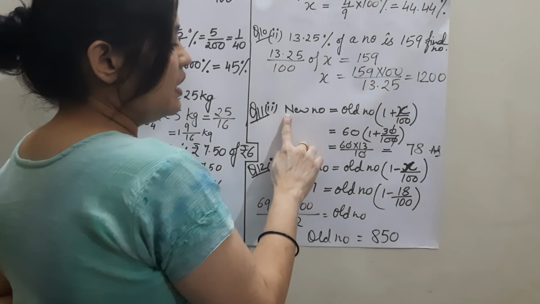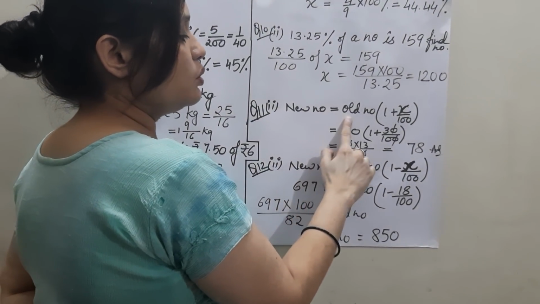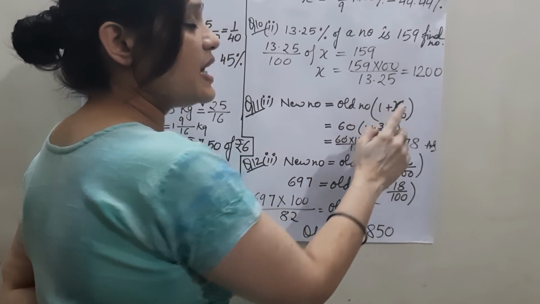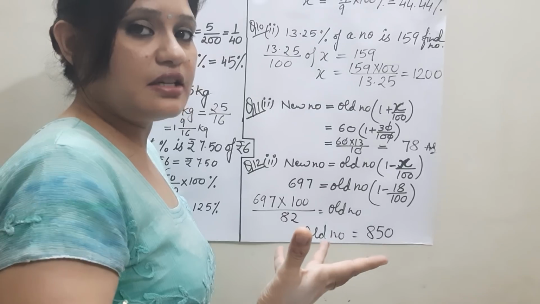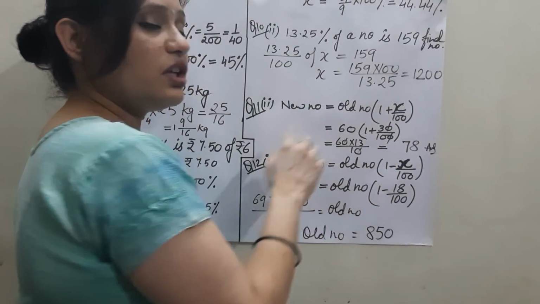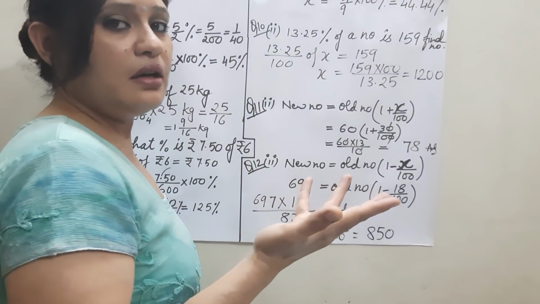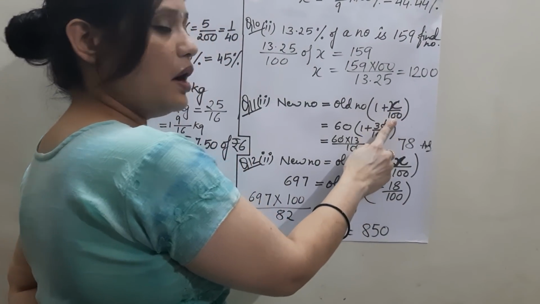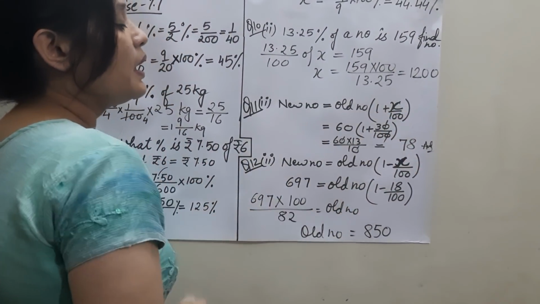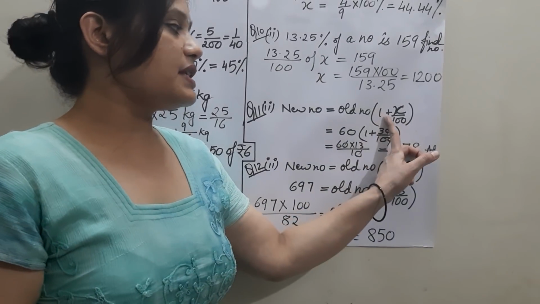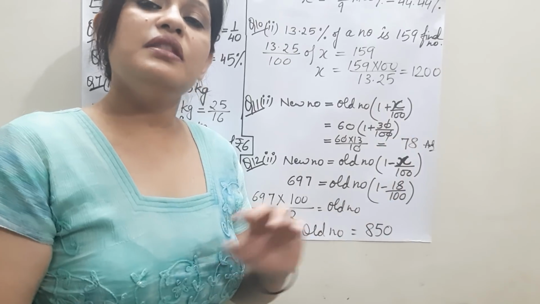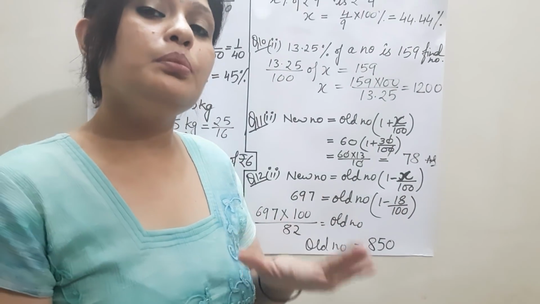We have a particular formula to solve these kinds of questions. The formula says that new number is equal to old number within bracket 1 plus x upon 100. X means how many percent it is increased. Here in this question it is 30%, it may vary according to the question. Clear? And if they ask that the number is decreased, then this plus sign will be replaced by a minus sign. These formulae are given in your book.